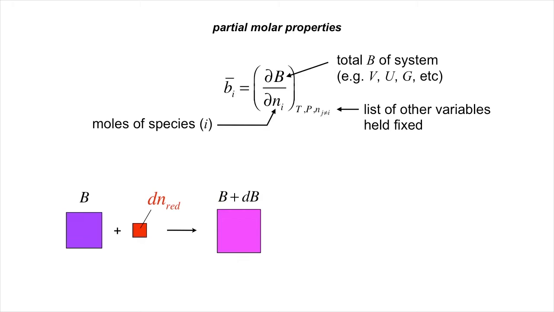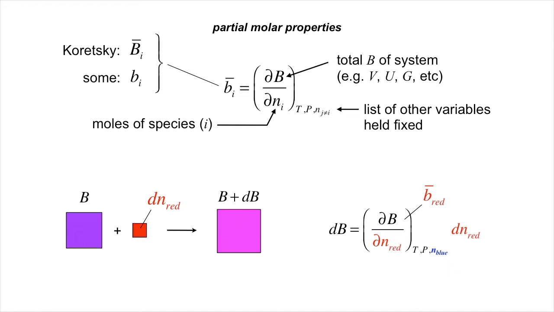This does two things at the same time. It expands the size of the system, but it also changes its composition, which changes its intensive properties a little bit when we add some of the red selectively. Together, these changes result in a net change in extensive B of the system equal to dN red times the partial molar B with respect to the red species, B bar red.